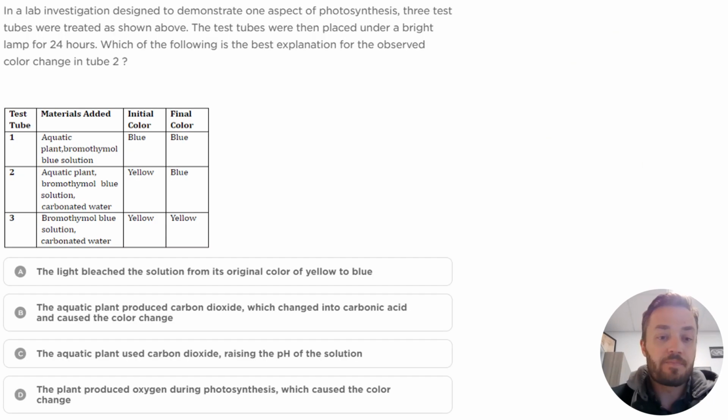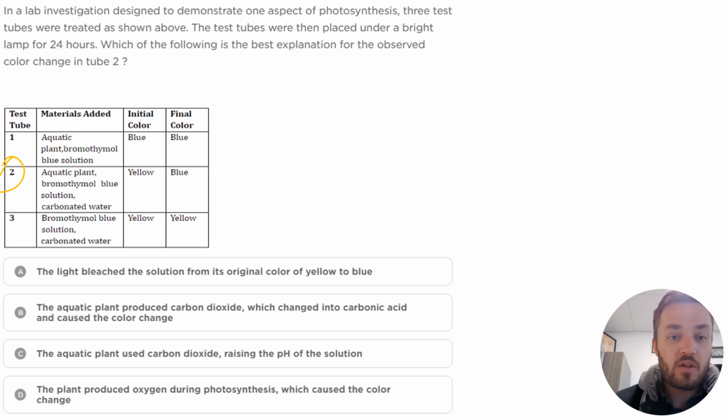Let's do another practice problem. In a lab investigation designed to demonstrate one aspect of photosynthesis, 3 test tubes were treated as shown above. The test tubes were then placed under a bright lamp for 24 hours. Which of the following is the best explanation for the observed color change in tube number 2? So it's asking about tube number 2 right there. So I'm going to make a couple quick notes to myself.